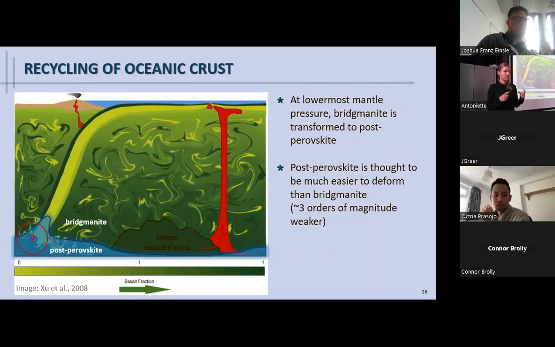And we know that this viscosity changes in the lowermost mantle because there's a phase transition from bridgmanite, which is the major phase above the core-mantle boundary, and then it transitions to post-perovskite, which has been suggested to be much weaker than bridgmanite. So it might be like a factor of 1,000 easier to deform than bridgmanite. And so we wanted to look at how this transition, when the material becomes really weak, affects how easily the basalt can separate from the slab.